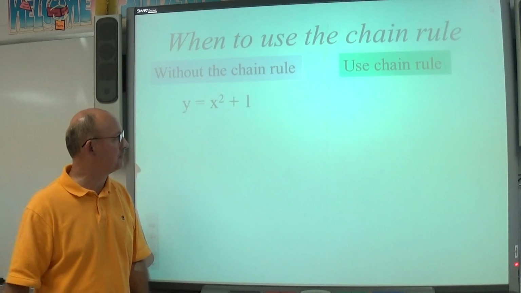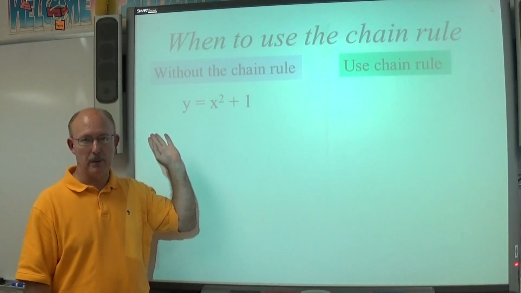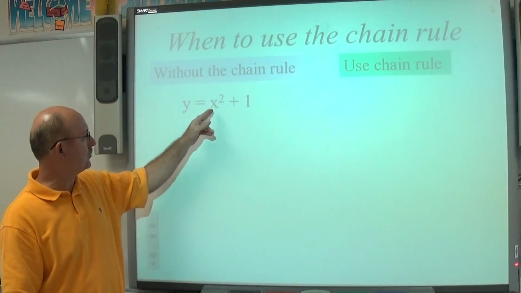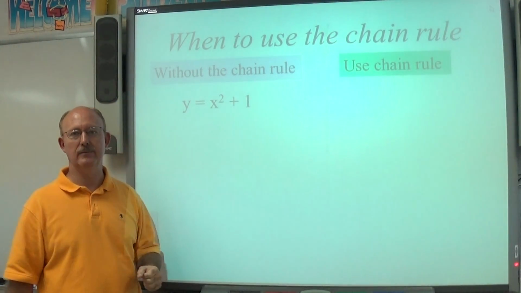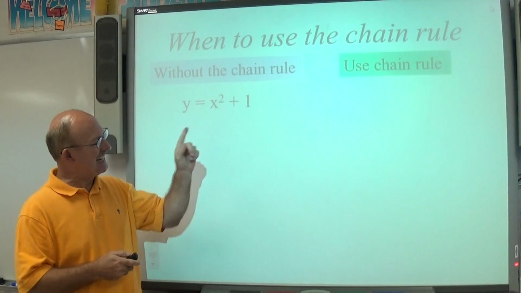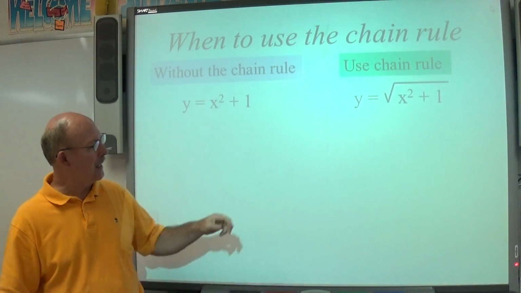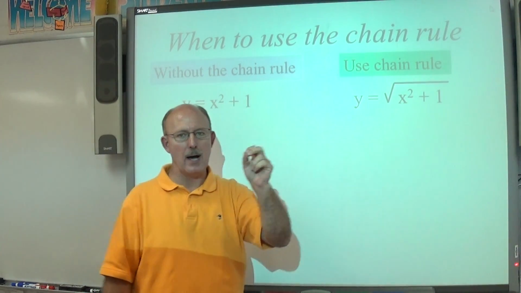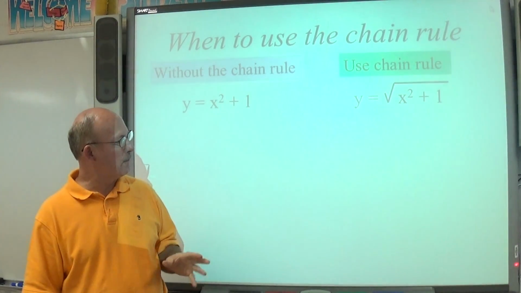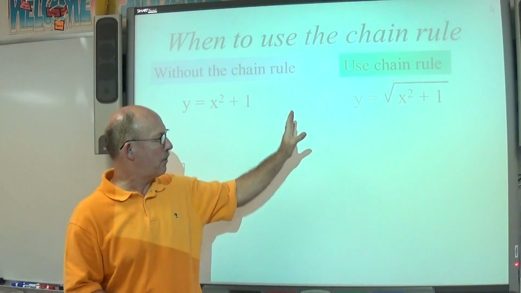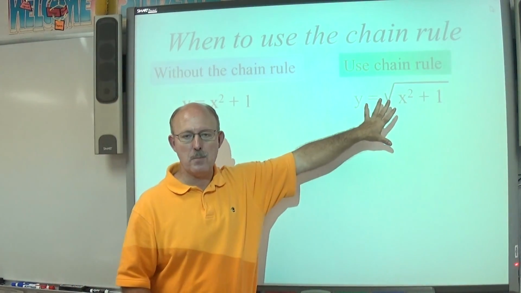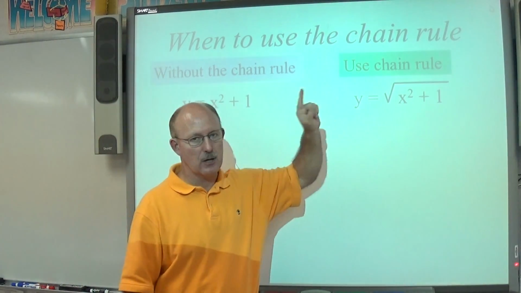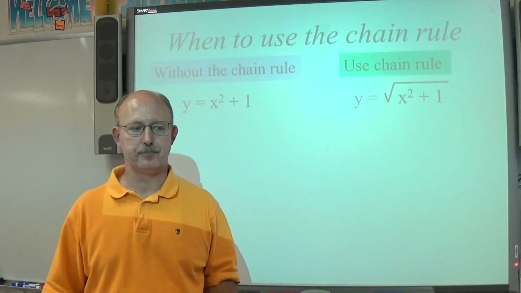Let's get started. First, y equals x squared plus 1, we don't need a chain rule for this. It's the power rule. The derivative of x squared is 2x. That's your derivative. No chain rule. Now, the next function over here, we have y equals the square root of x squared plus 1. This is a composite function. The square root of x squared plus 1 is part radical and part polynomial. If we're going to take the derivative of this function, we would need the chain rule for that.